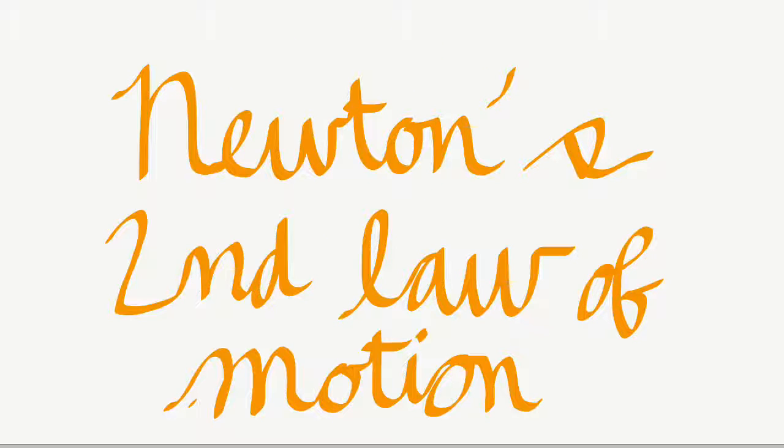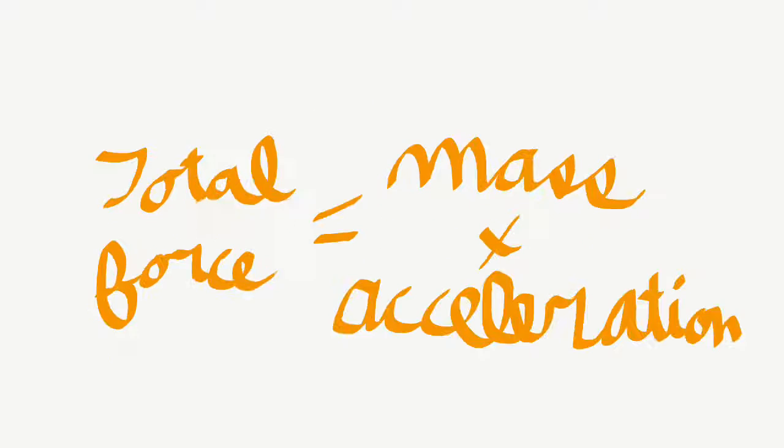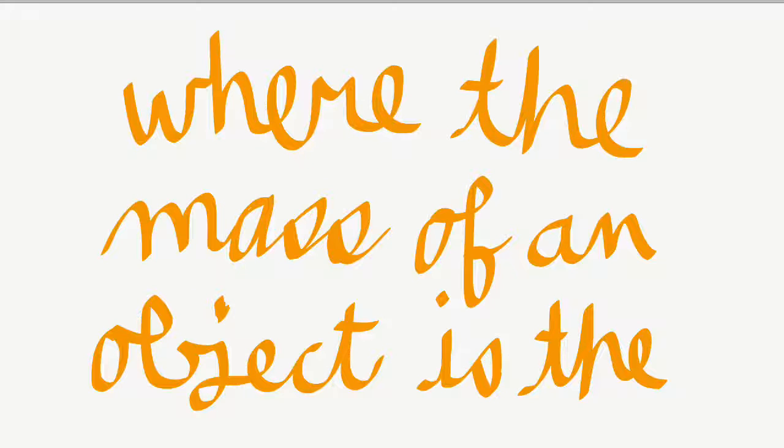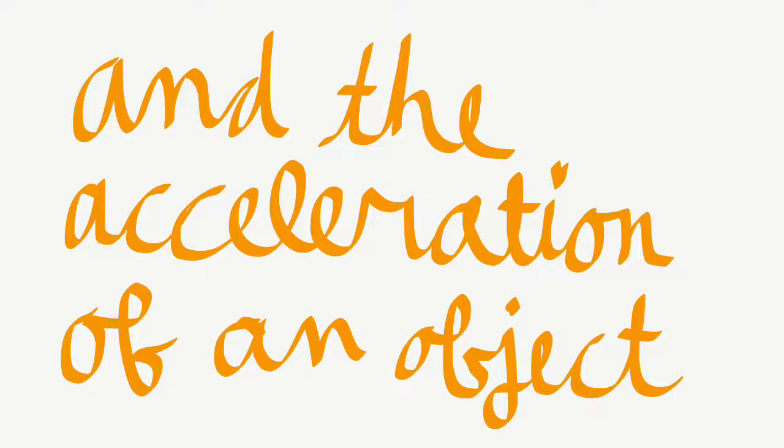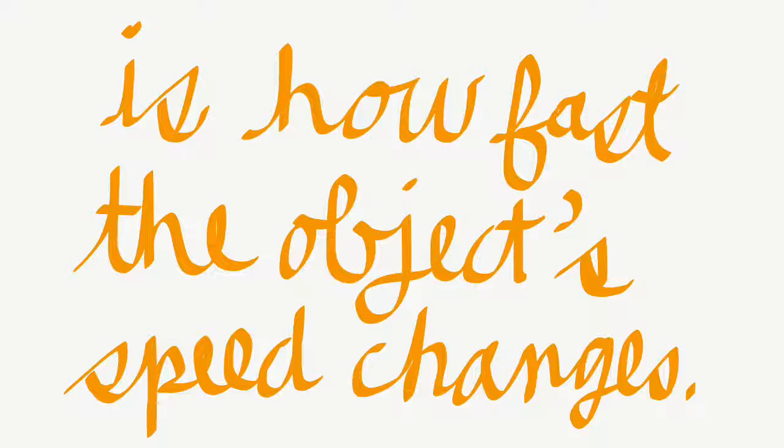Newton's second law of motion states that the total force exerted onto an object is equal to the object's mass times the object's acceleration, where the mass of an object is the amount of stuff the object contains, and the acceleration of an object is how fast the object's speed changes.